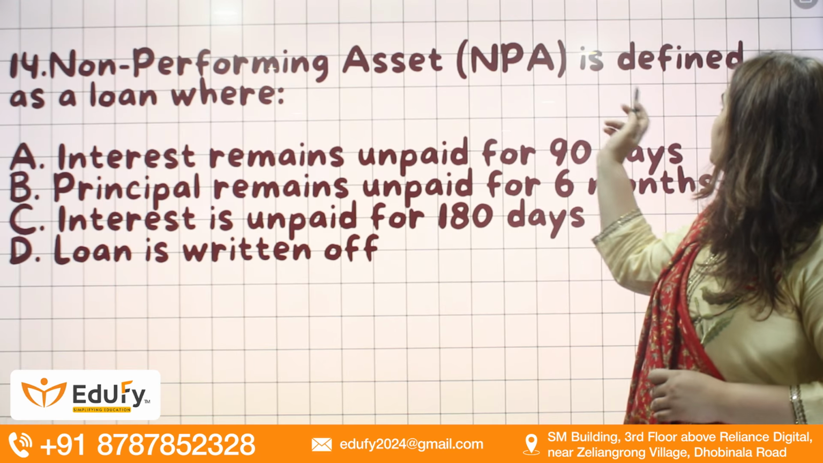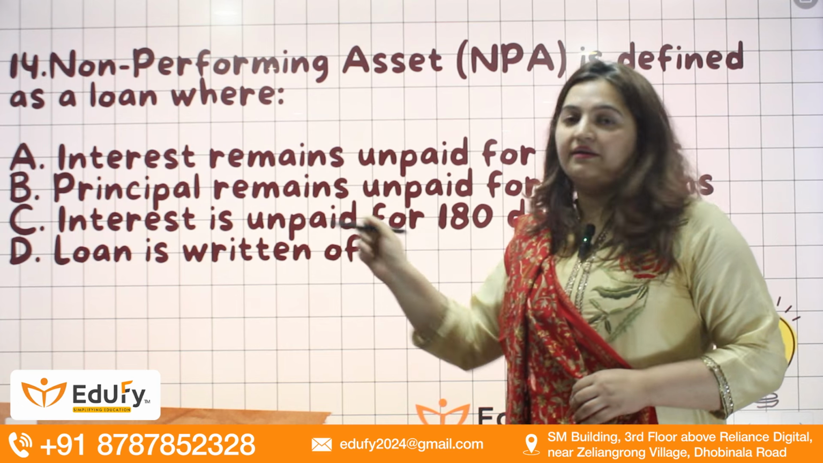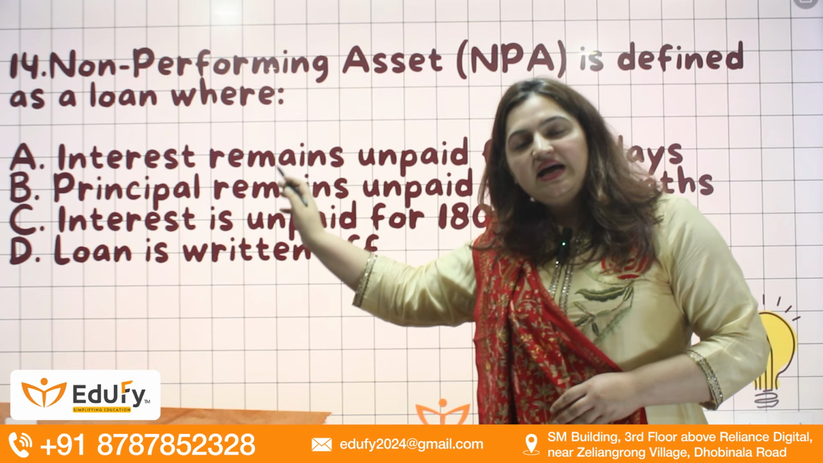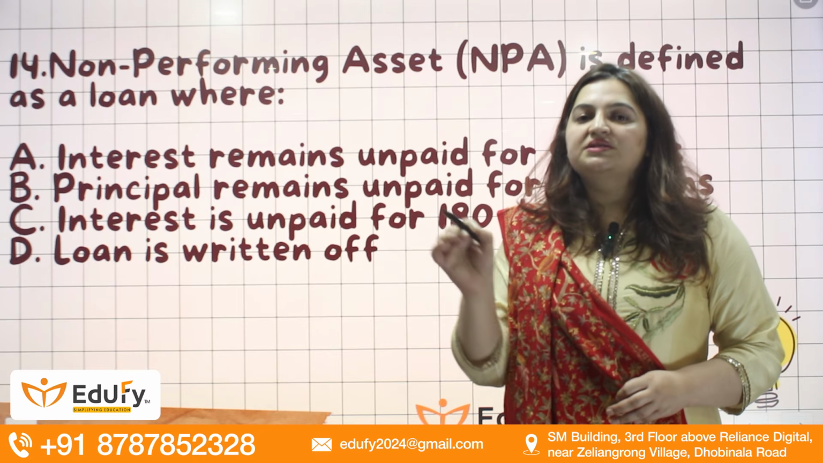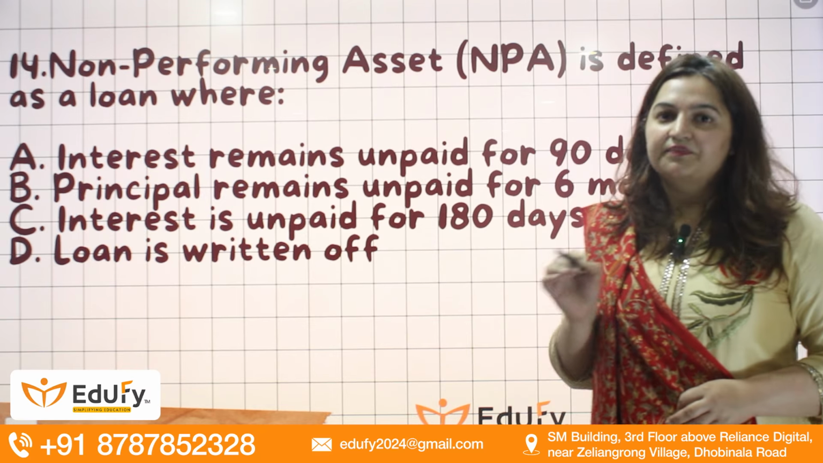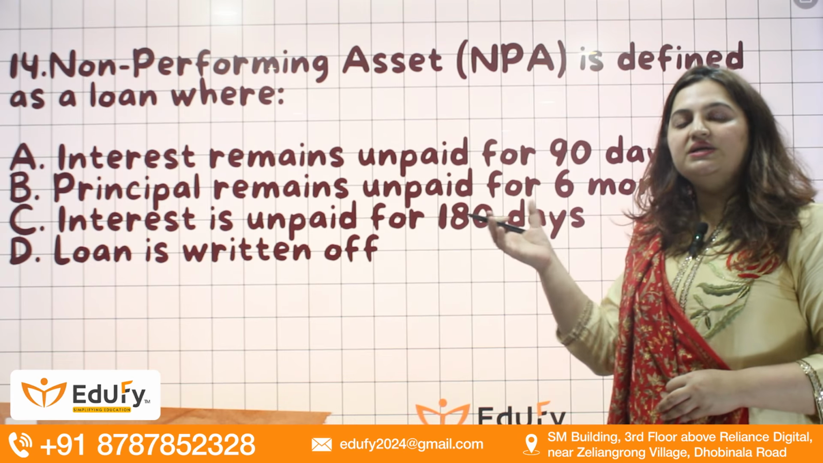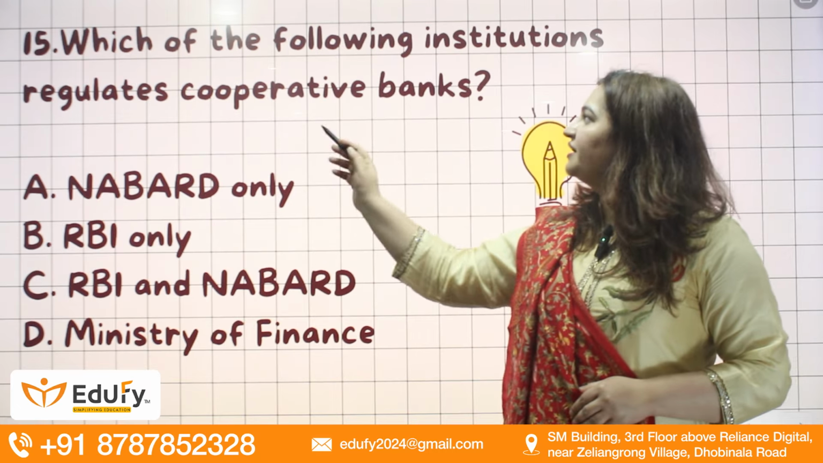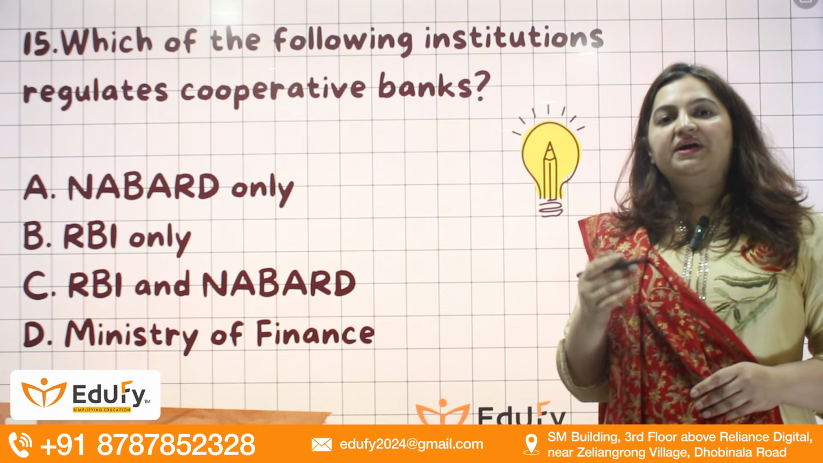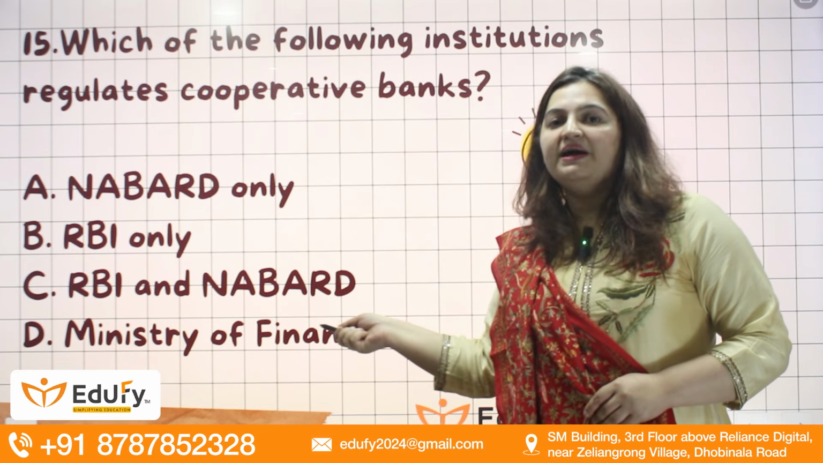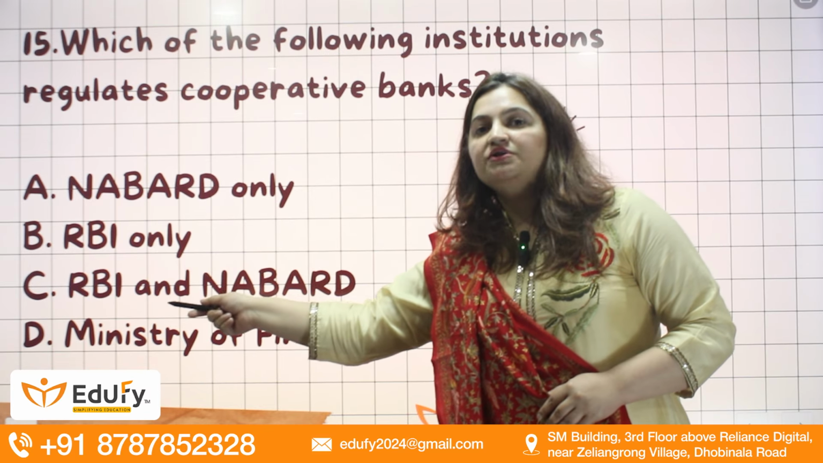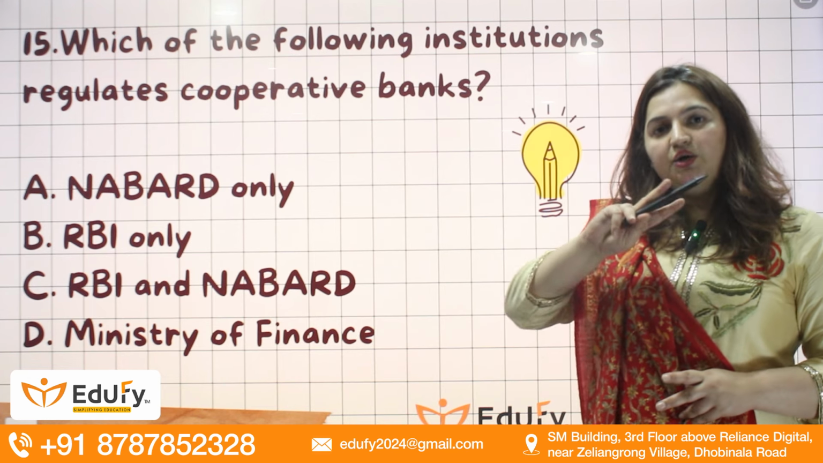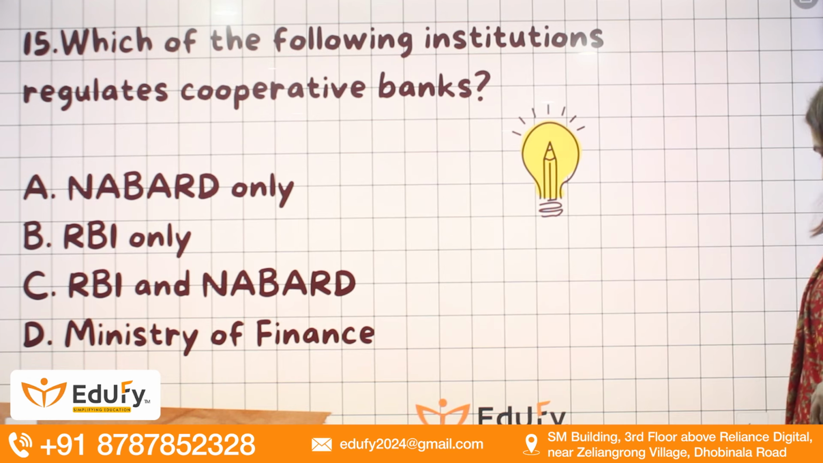Next, a non-performing asset is defined as a loan where interest remains unpaid for 90 days. So that is your answer. NPA is where no principal or interest is paid for at least 3 months. Then that loan is classified as NPA. It is A. Which of the following institutions regulates the cooperative bank? Cooperative banks are regulated immediately by NABARD, and overall supervision is with RBI. So answer will be C, RBI and NABARD. That is a dual regulation over the cooperative banks.